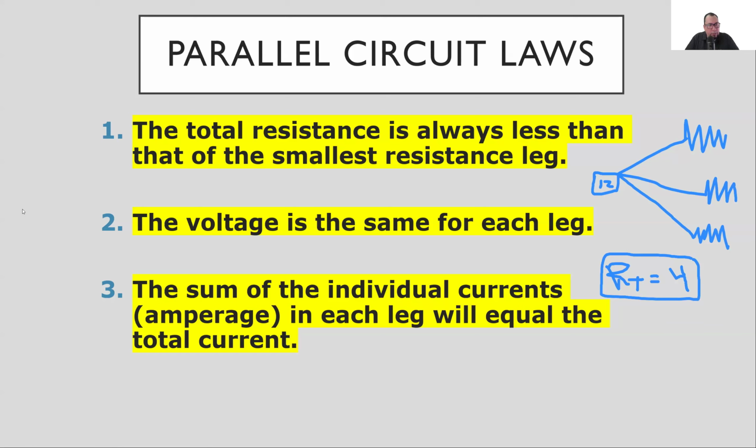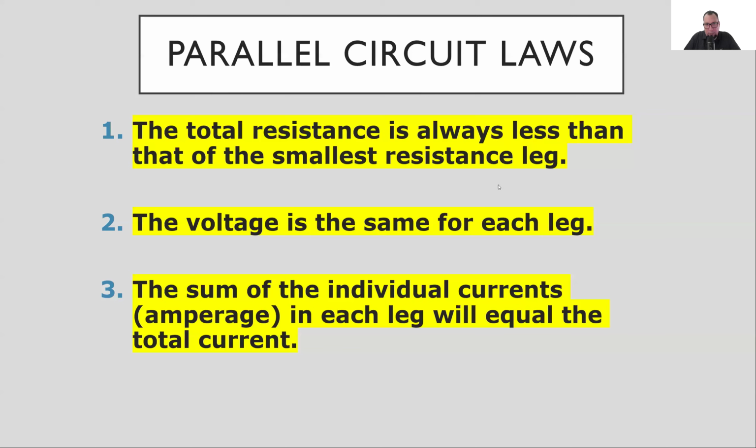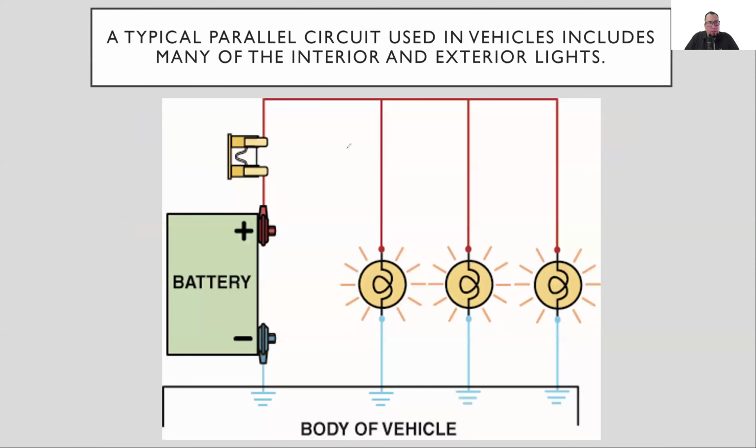So the second law states that the voltage is the same for each leg. Again, if we go back to the picture before, and we have a 12-volt battery. So let's just say this battery is 12 volts. Because we have voltage coming from the battery and it's going to the first bulb, to the second bulb, and to the third bulb, all bulbs are getting 12 volts.